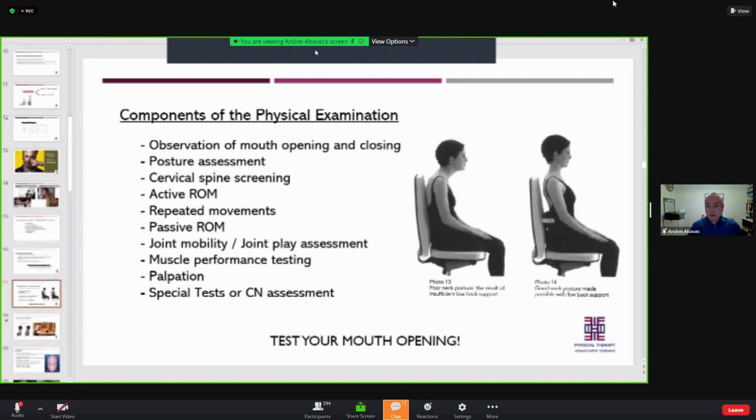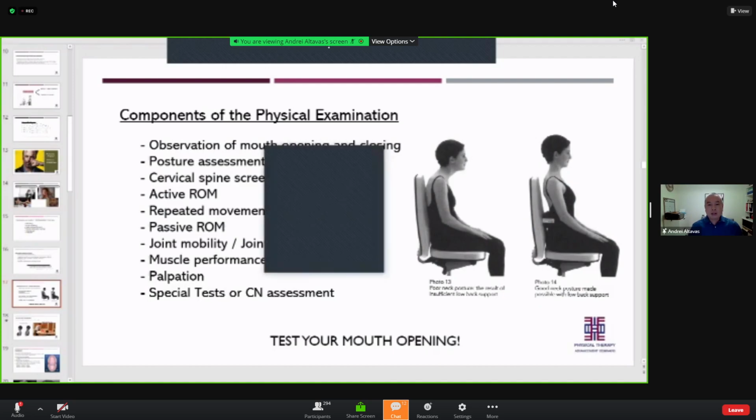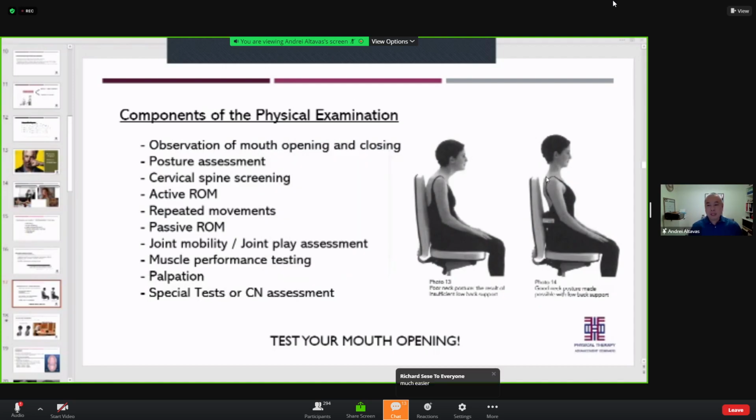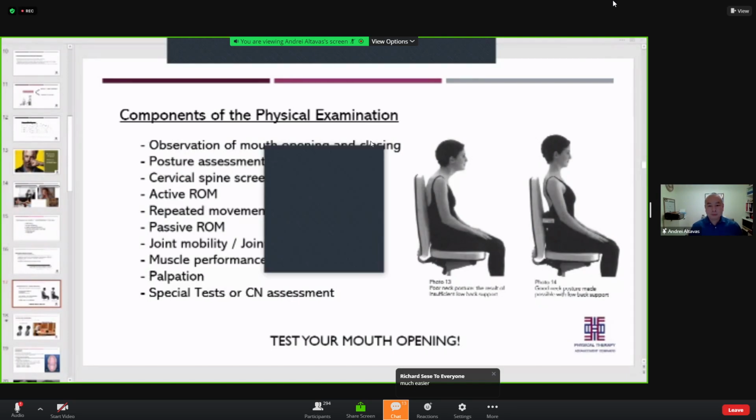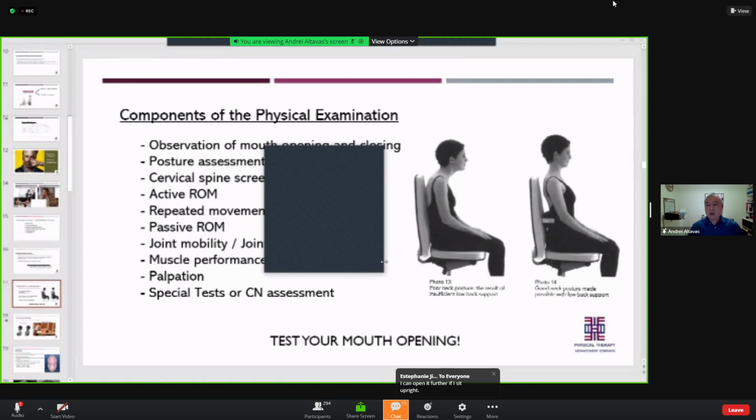Let me see. Can anyone chat in that chat box there? What do you notice as far as your mouth opening in these both positions? What do you notice? Okay, much easier. Very good. It's easier to open. Very good.